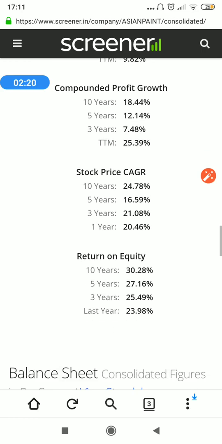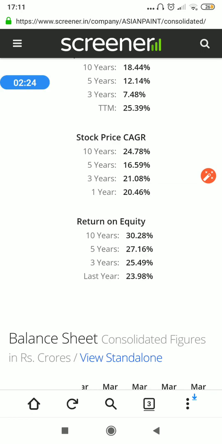One of the key ratios used in fundamental analysis is return on equity. As the name suggests, it is the return on the equity. That means, whatever is the equity of the company, how much percentage of return the company as a whole is generating is called return on equity.